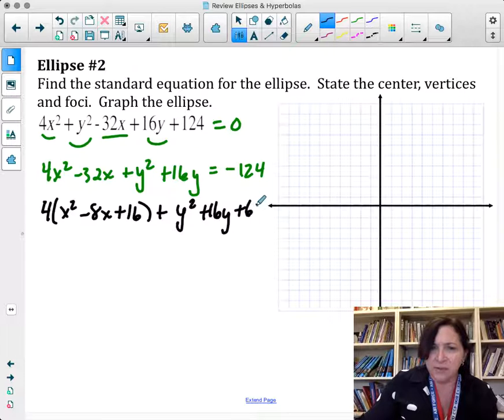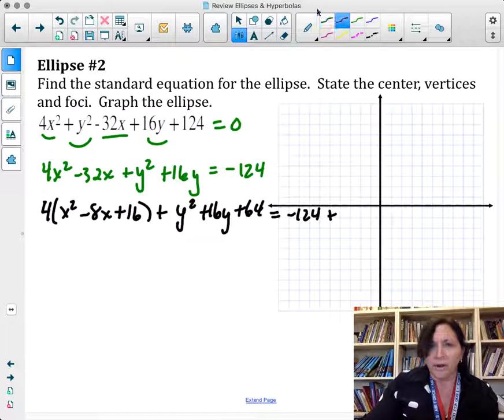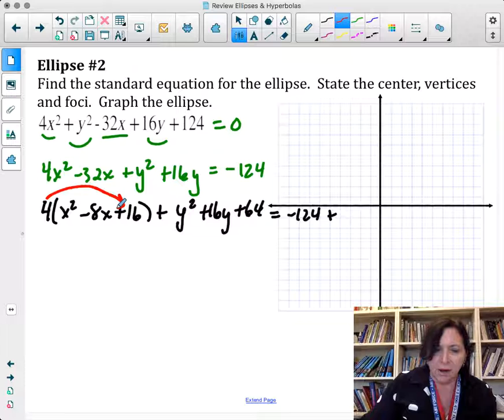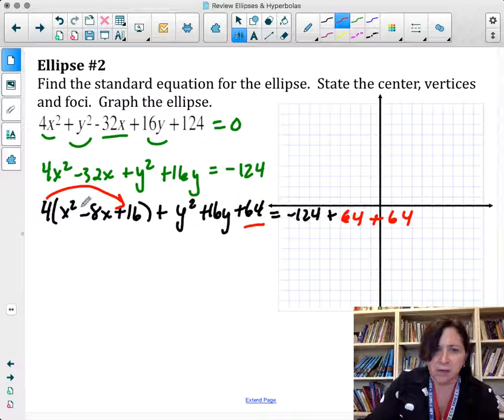8 squared is 64, which is equal to negative 124 plus, now remember, temporarily we factored out the 4. You have to put that back in. So 4 times 16, which is 64. And then I added 64 again, so plus 64. So in this problem right here, I've got negative 124 plus 64, which comes out to be 4.